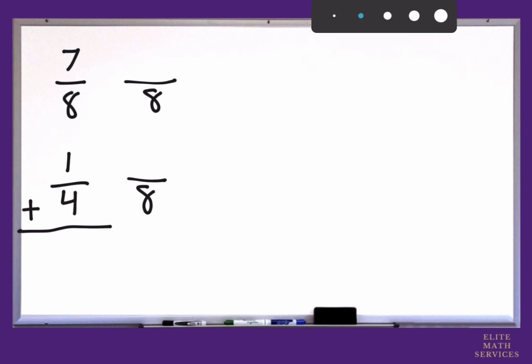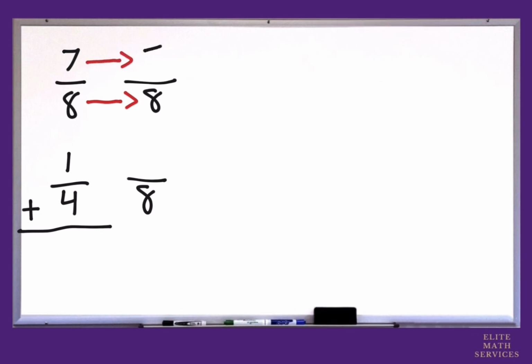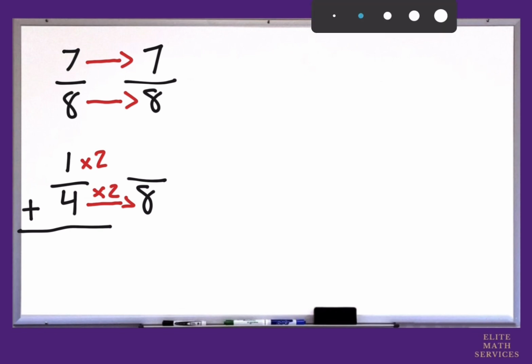So the first thing we do, as the first fraction, we did not change our denominator. So whatever we do to the bottom, we must do to the top. We didn't change the bottom, so we do not change the top. It remains at 7. Now the second denominator, we went from 4 to 8. How did we get there? We multiplied by 2. Whatever we do to the bottom, we must do to the top. So we multiply 1 times 2, which gives us 2.